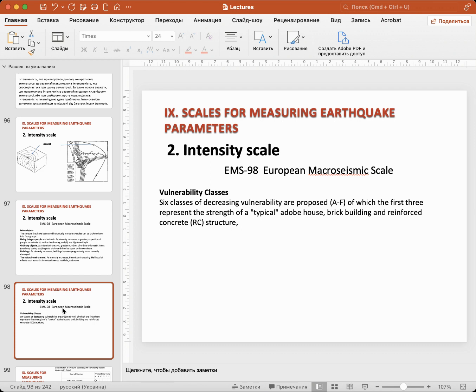Class A has the biggest vulnerability. It is very vulnerable building, and class F has the less vulnerability, and it is the most earthquake resistant building. F compared to A is the most earthquake resistant building. And let's start with those classes.